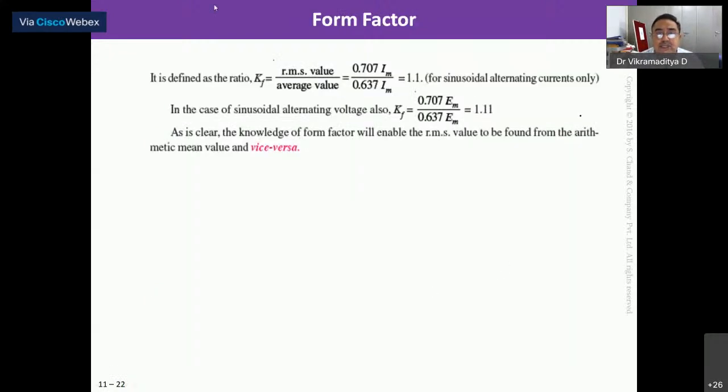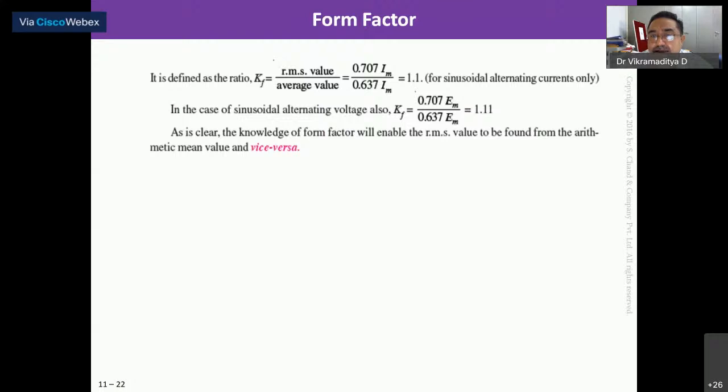And there is a ratio called form factor. Form means shape: how the shape will look. So the form factor Kf, for any alternating quantity, is defined as RMS value upon average value. Do remember this formula: the form factor is defined as RMS value upon average value.